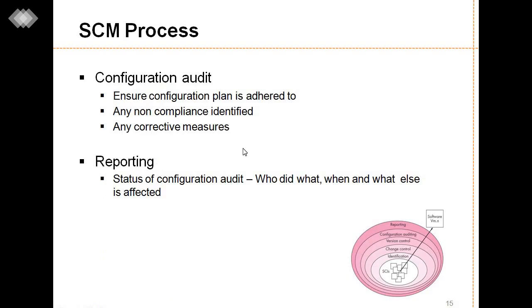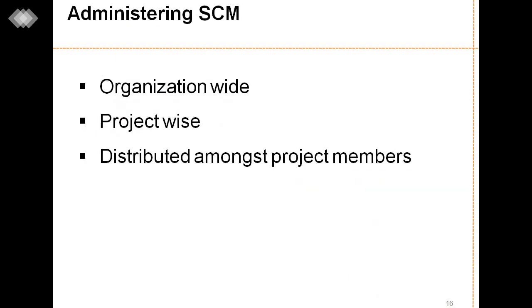Next is configuration audit. In configuration audit, it ensures the configuration plan is adhered to, any non-compliances are identified, and any corrective measures are created. In reporting, the status of configuration audits covers who did what, when, and what else is affected. Administrating SCM is based on organization-wide, project-wide, and distributed amongst project members.